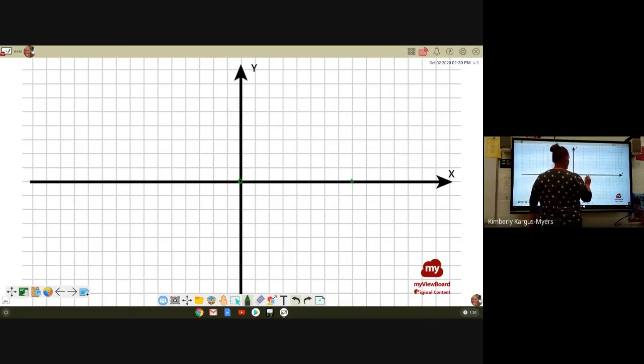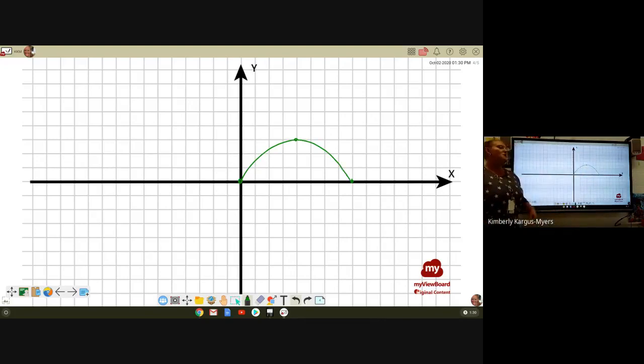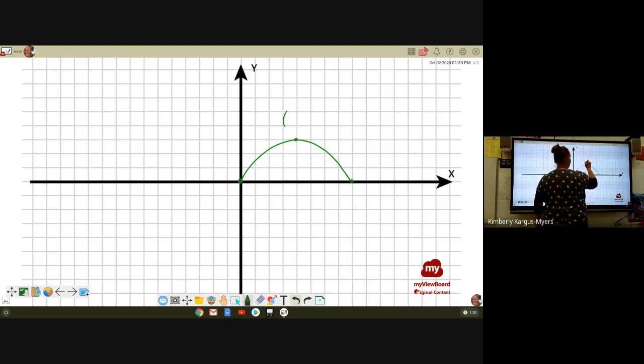1, 2, 3, 4, and it's a 3-foot high fence. 1, 2, 3. Okay, so this is our parabola. The first question was about the h and the k. Well, that would be our vertex, right? So our vertex is at (4, 3).